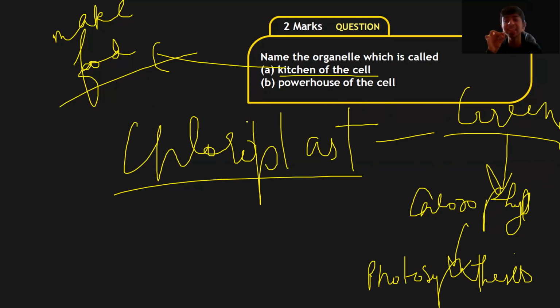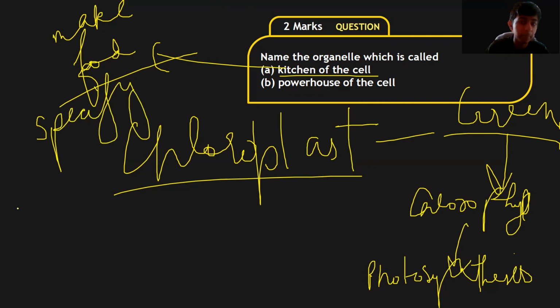If you write plastid, then maybe your answer can be incorrect, because plastid has many subtypes, like leucoplast, which stores fats. There are many, many organelles, isn't it? In plastid, there are many other subtypes also. So you should write chloroplast. You should specify the answer, right? You should always specify the answer.